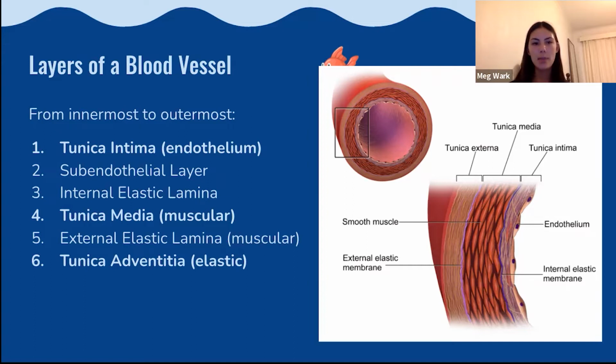Next, we have the subendothelial layer, which is one out from the tunica intima. Then we have the internal elastic lamina. Next, we have the tunica media, which is a muscular layer. Then we have the external elastic lamina. And finally, we have the tunica adventitia, which is an elastic layer.